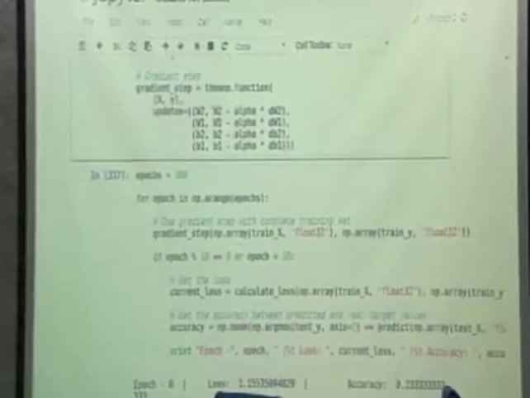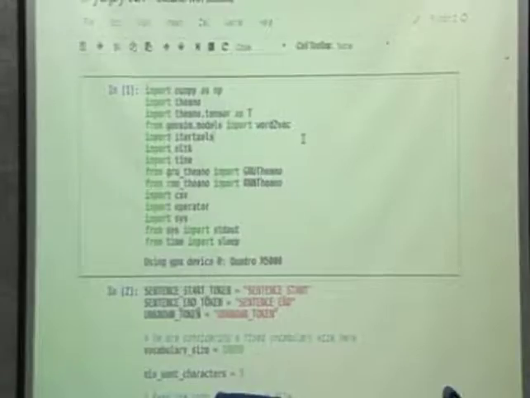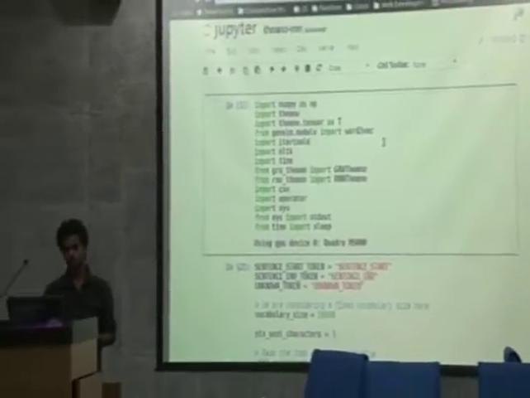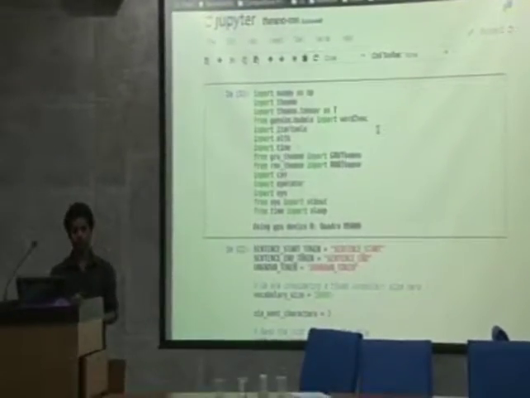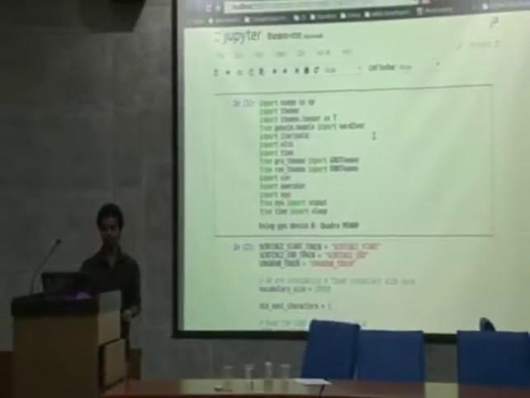So again, this was not the deep learning model. This was Theano and how we use Theano. And in this particular IPython notebook, we'll see how we create a language model by using Theano, and we'll also generate text using that language model.